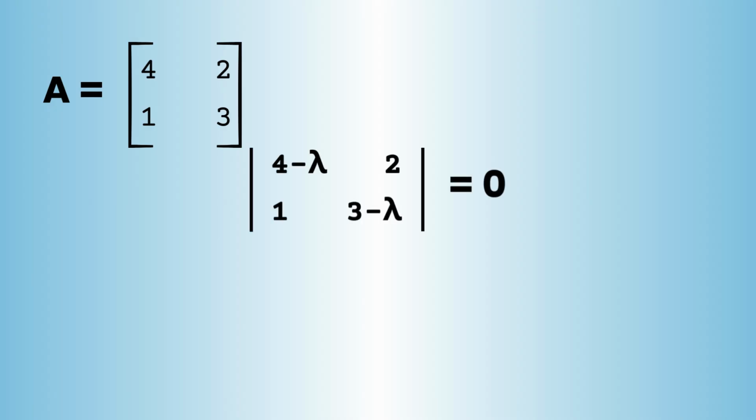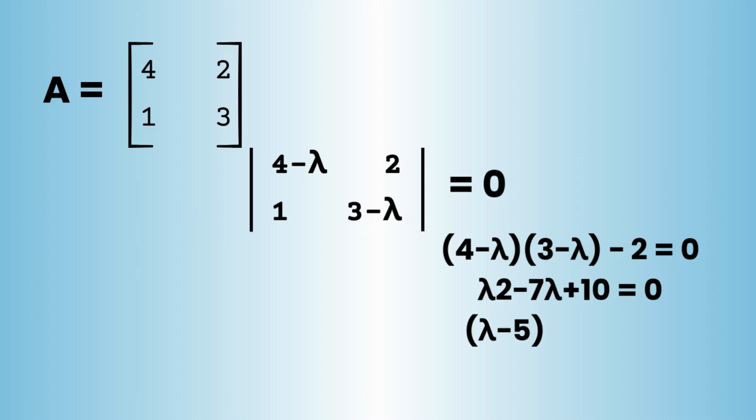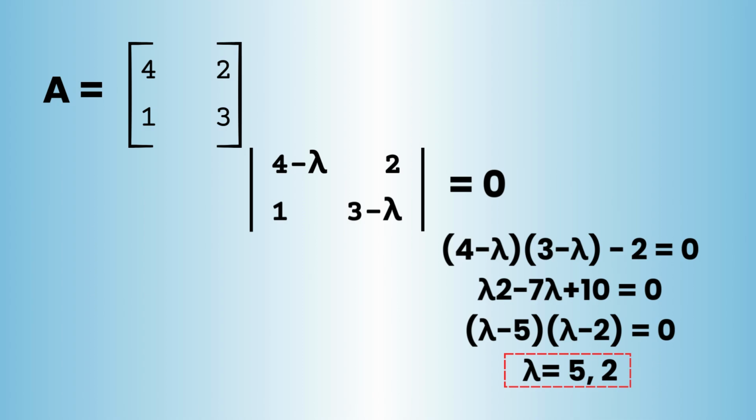We subtract lambda from the diagonal. Now we calculate the determinant. We end up with a simple quadratic equation. We can factor this easily. So our eigenvalues are 5 and 2. These are the magic numbers. In these two specific directions, our matrix acts as a scalar multiplier of 5 and 2.